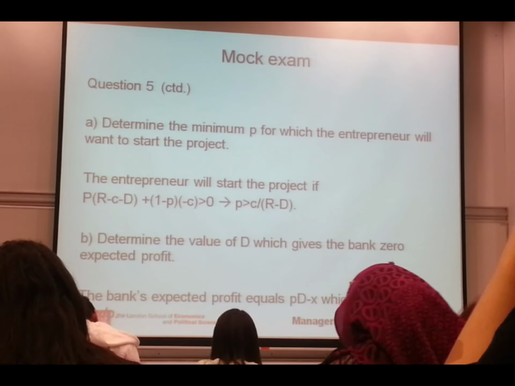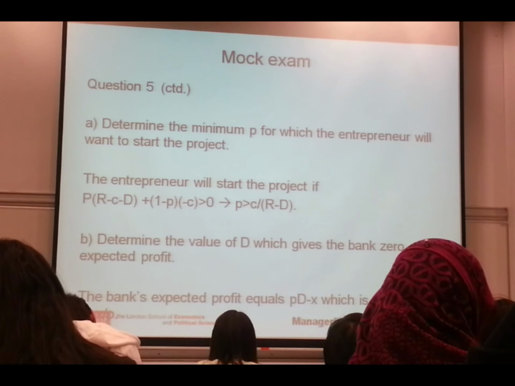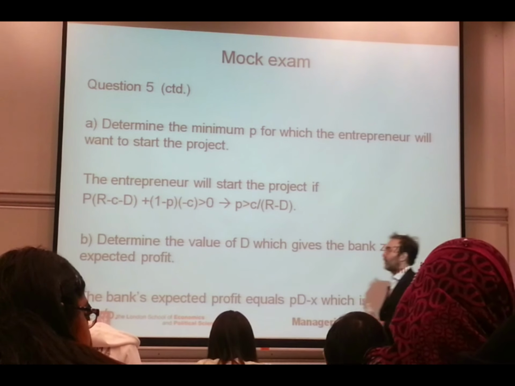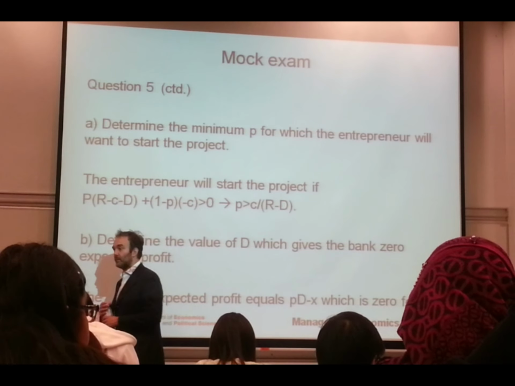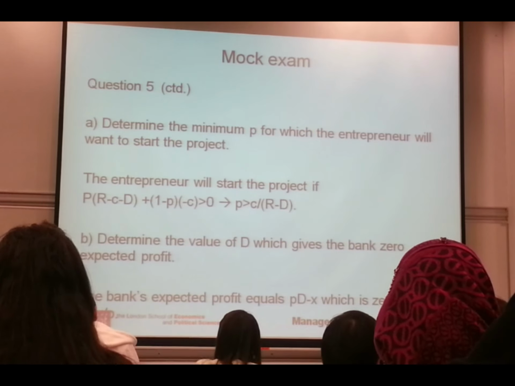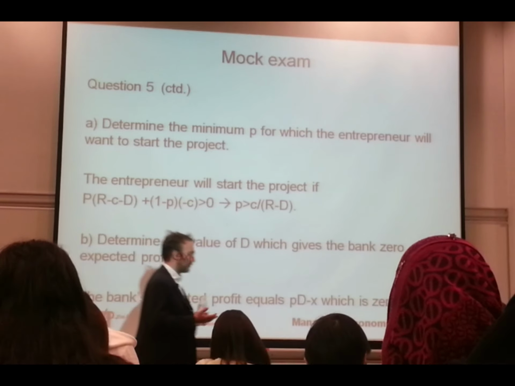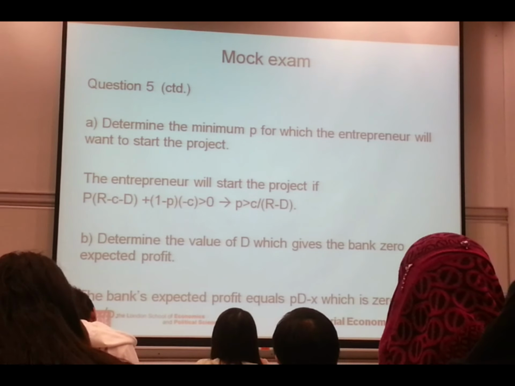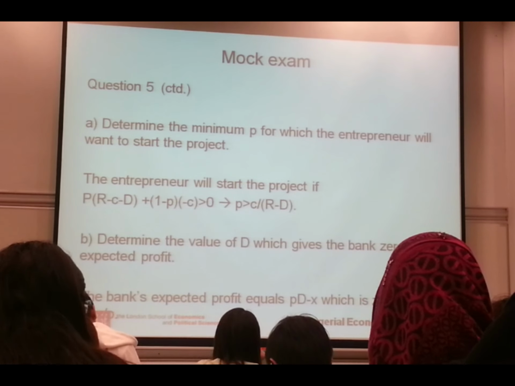The entrepreneur will start the project, and here we get, again, one of the first cases where we're seeing what I mentioned a few times already. You need to be able to set up the right objective function. So you need to be able to set up what it is that you're trying to determine. Well, you should determine the minimum P, the minimum probability for which the entrepreneur will want to start the project.